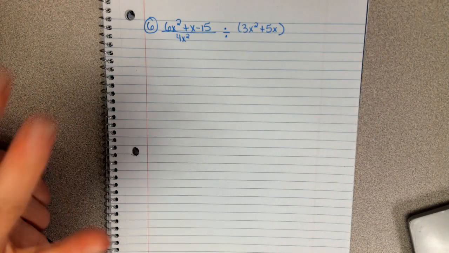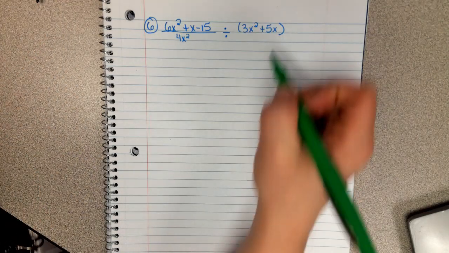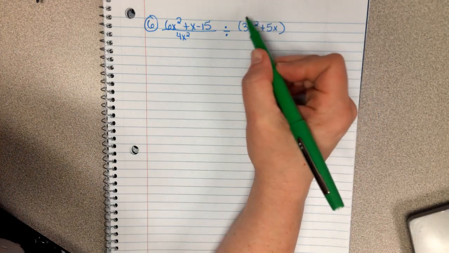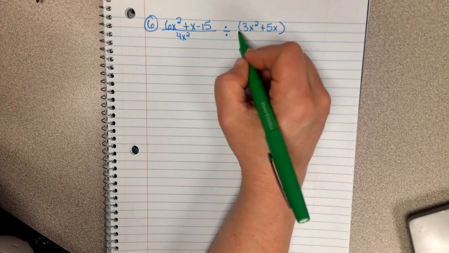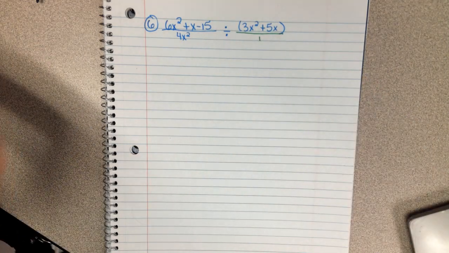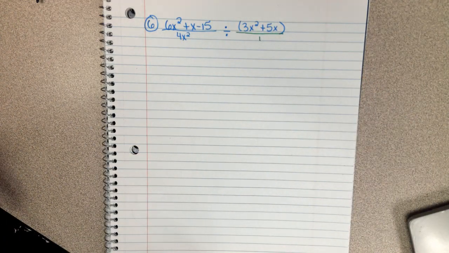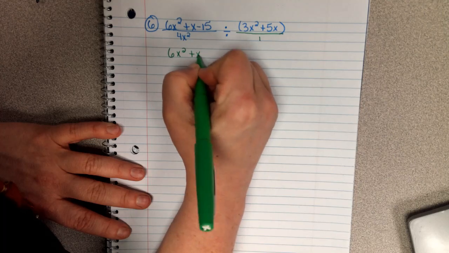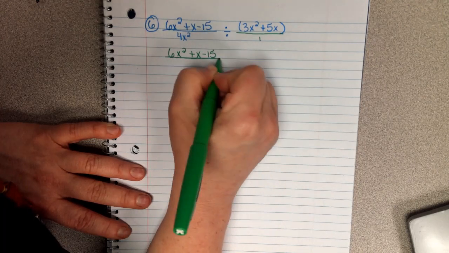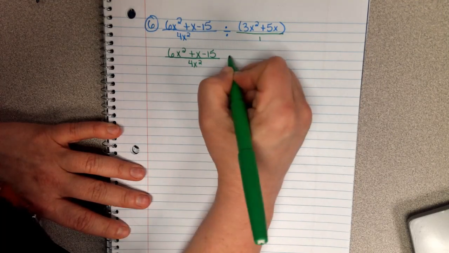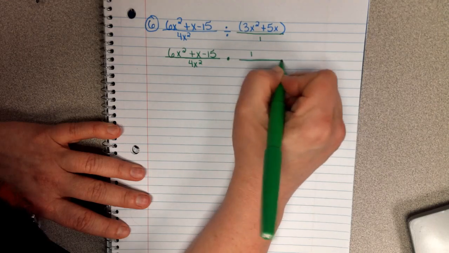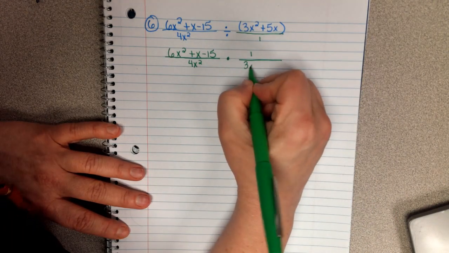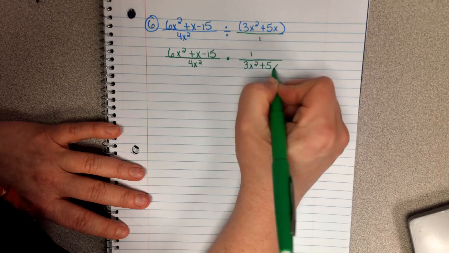Now, when you see a problem like this, a lot of times students get really confused because this doesn't look like a fraction. Remember, since this whole polynomial is in the numerator, it is a fraction and its denominator is 1. So when I multiply by the reciprocal, I'm going to put that 1 in the numerator. My first fraction stays the same, 6x squared plus x minus 15 over 4x squared, and then I'll multiply by the reciprocal of the second fraction, which is 1 over 3x squared plus 5x.